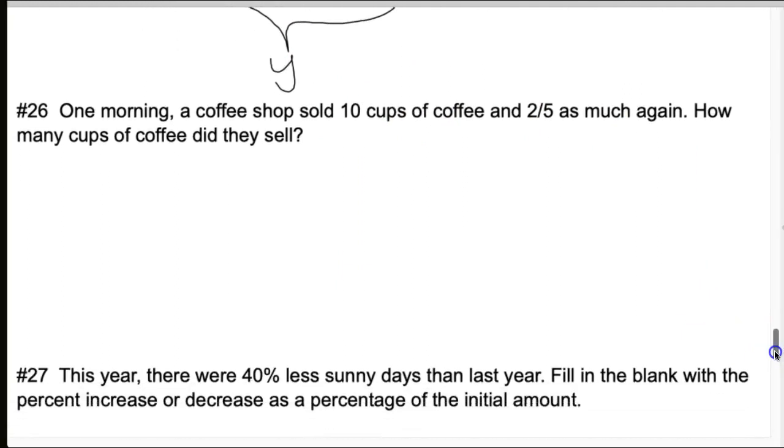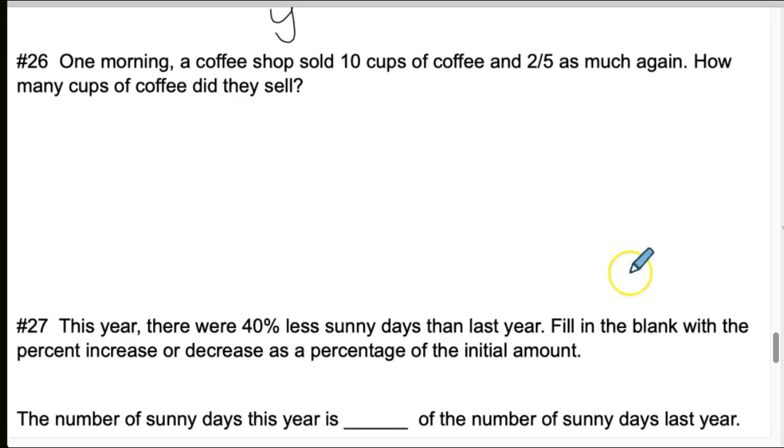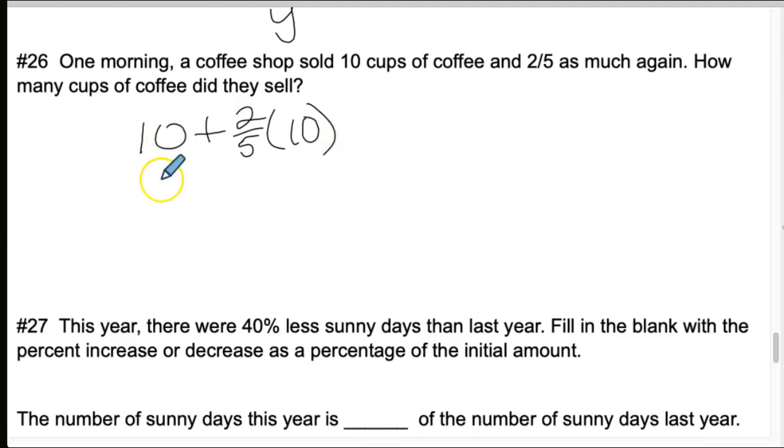26. One morning, a coffee shop sold 10 cups of coffee and 2.5 as much again. How many cups of coffee did they sell? So we know that the coffee shop sold 10 cups plus 2/5 of 10 more. So I could figure out what is 2/5 of 10.